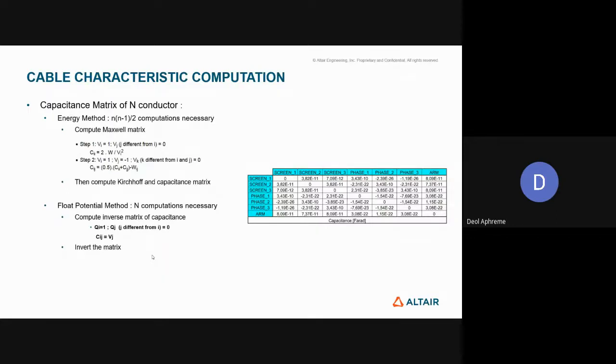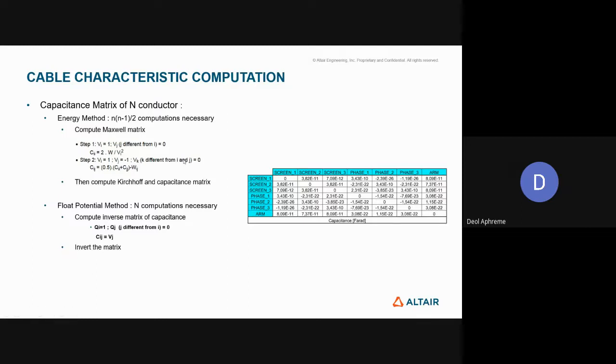Capacitance matrix computation, as we all know, is a little complicated depending on how many phases you have, how many screens you have, and the total cable length. We propose two methods. One is the energy method and the other one is the floating potential method. Speaking of the energy method, we have n square computations. If you have n number of cables, you will have to compute n square times. And then, as you can see in the formulas here, the capacitance is given by the voltage that is being pumped.